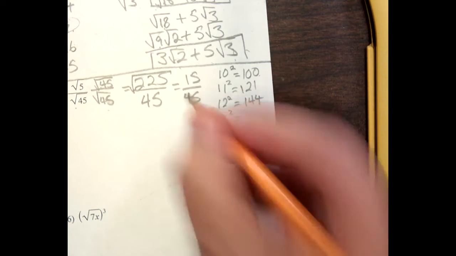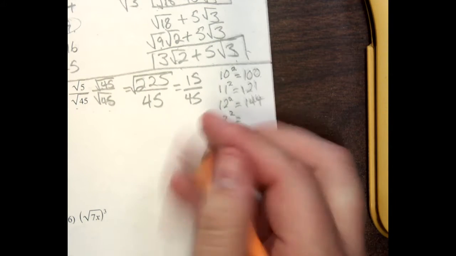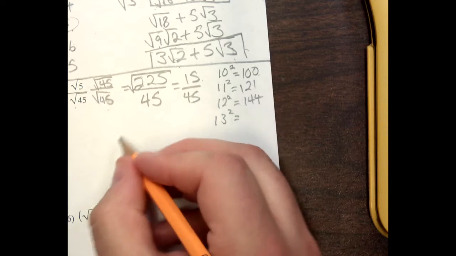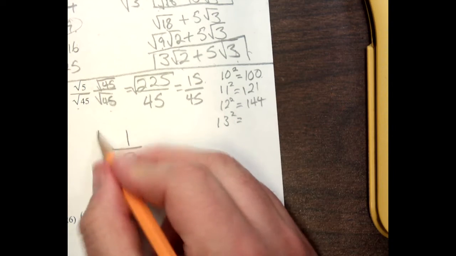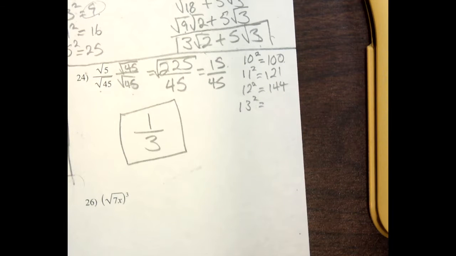Are we done? No, we got to reduce. If I divide the top by 15, I get 1. If I divide the bottom by 15, I get 3. So this reduces down to 1 over 3. Does that make sense?